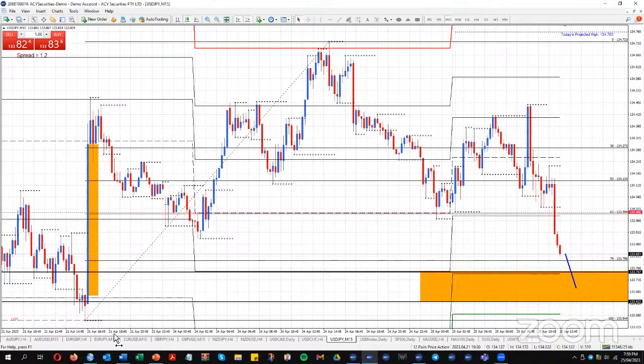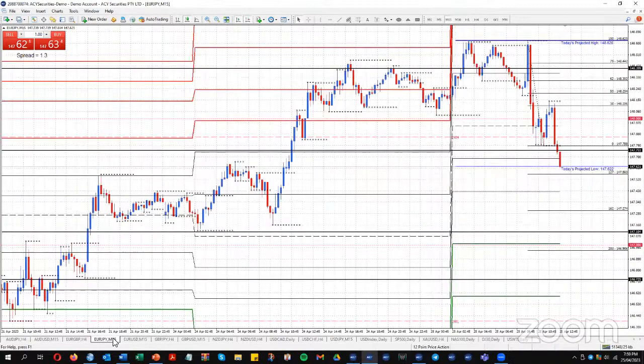So that would mean that the euro yen is definitely moving down, because if the dollar yen's moving down, that means yen's strengthening and the euro is weakening as well. So then it's going to get a double decline. It's going to decline at a double pace.